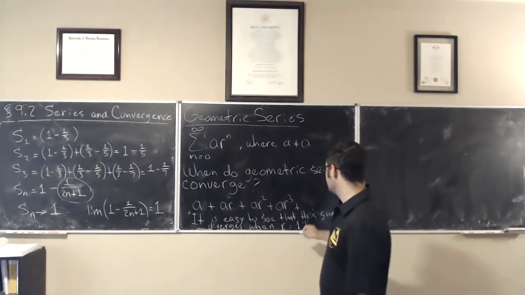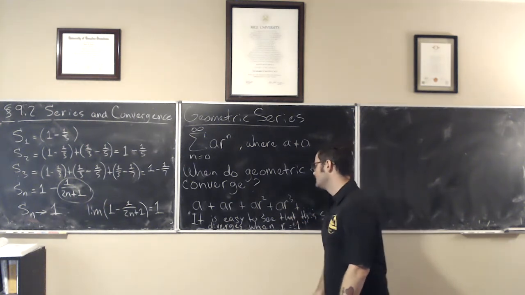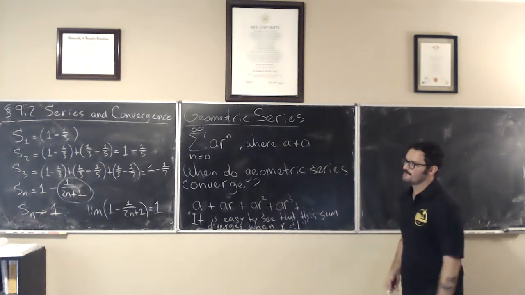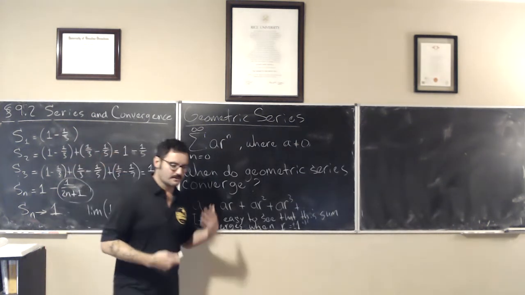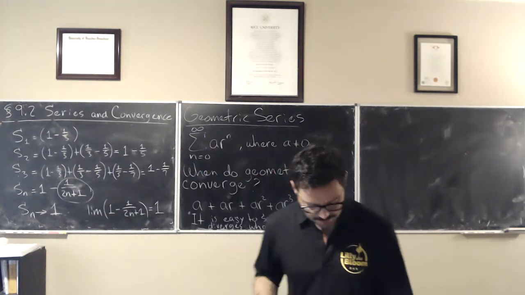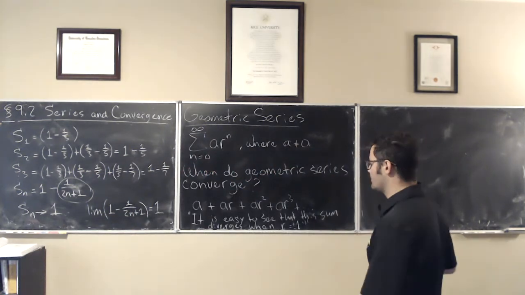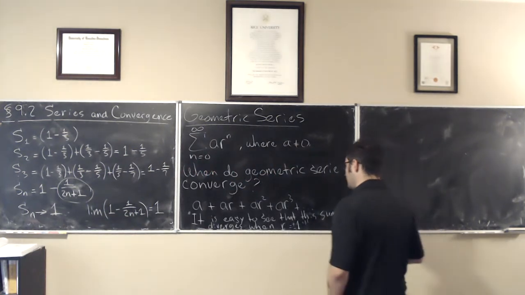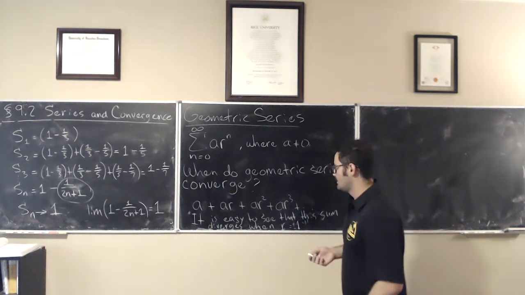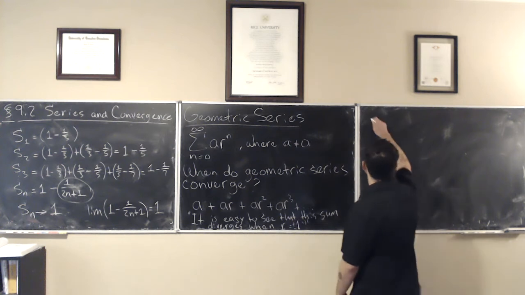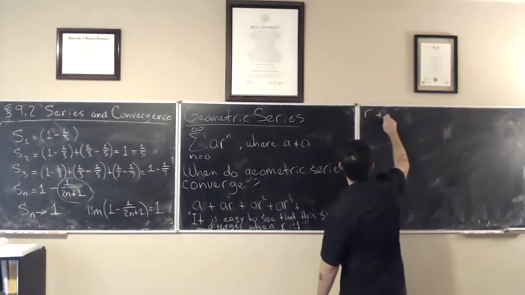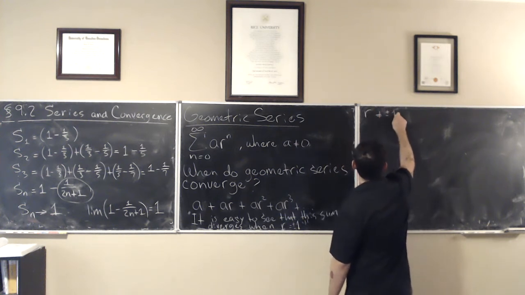So even if it was minus 1, it's easy to see that this will diverge, if you look at the definition that we use of partial sums converging. So let's just assume that R is not equal to 1 and -1. So R not equal to plus or minus 1.